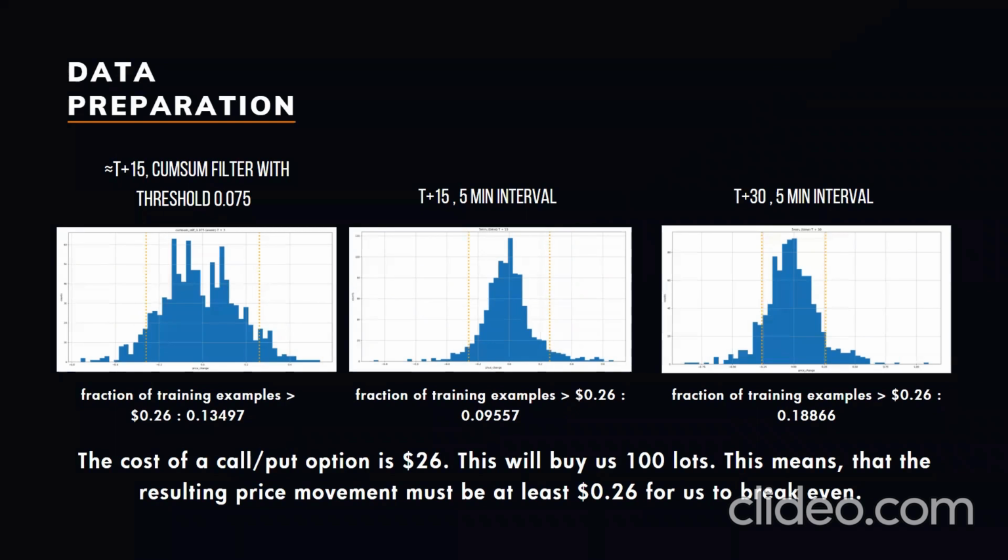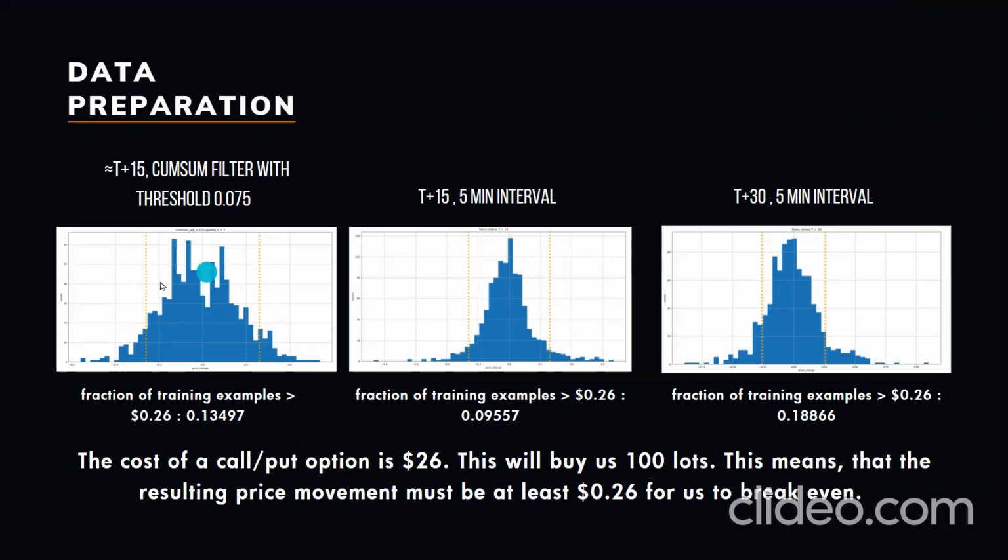If we take one data point every 5 minutes and take our lead time to be 15 minutes, 10% of the time, our training example will have a price movement of larger than 26 cents. If we take a 30-minute lead time, then it increases to 19%. However, it may be difficult to predict a 30-minute lead time.